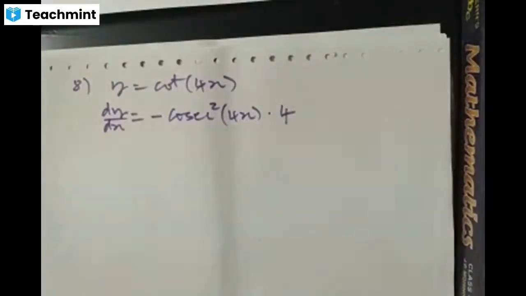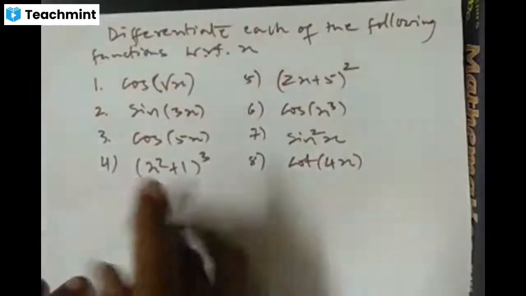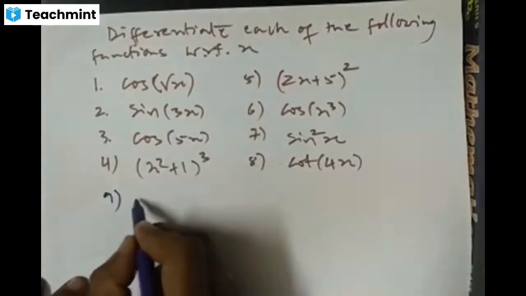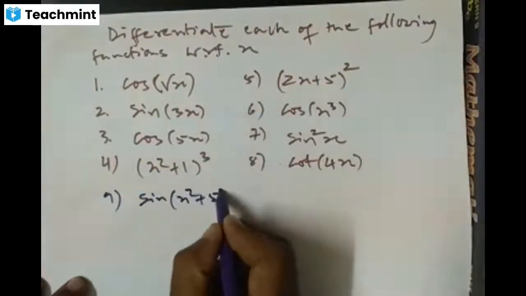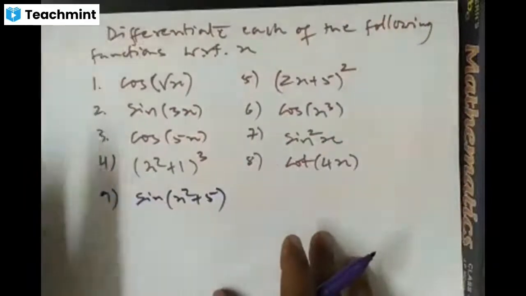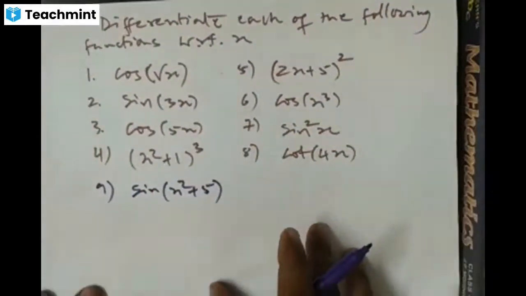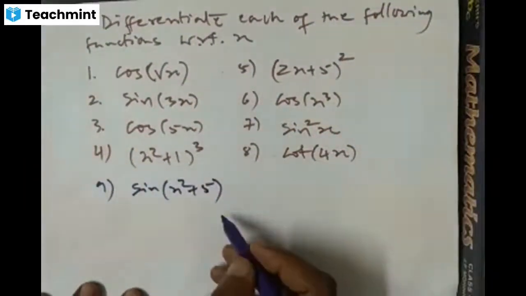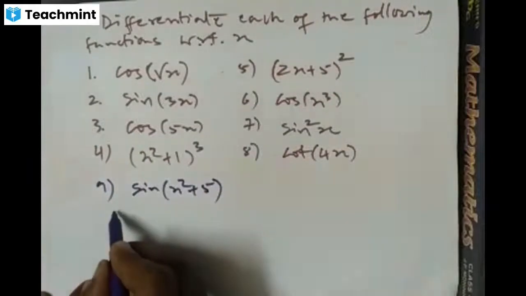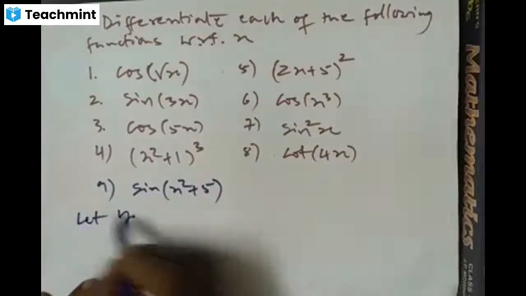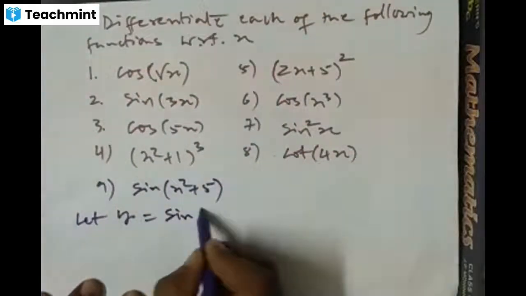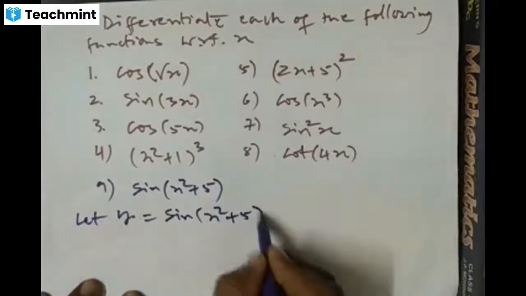Now we shall discuss some more problems. I'll take the ninth one as sin of (x square plus 5). So let us take the given function as y. Let y be equal to sin of (x square plus 5).